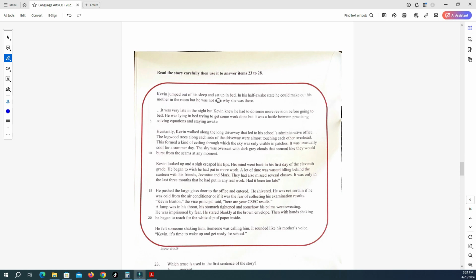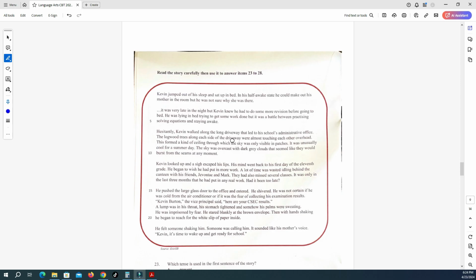Kevin jumped out of his sleep and sat up in bed. In his half-wake state, he could make out his mother in the room. He was not sure why she was there. It was very late in the night, but Kevin knew he had to do some more revision before going to bed. He was lying in bed trying to get some work done, but it was a battle between practicing solving equations and staying awake.